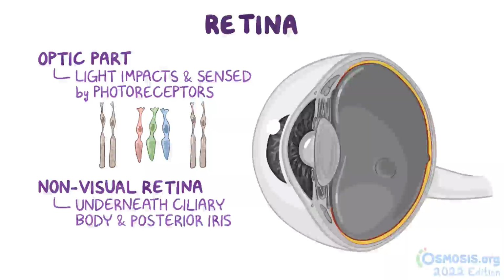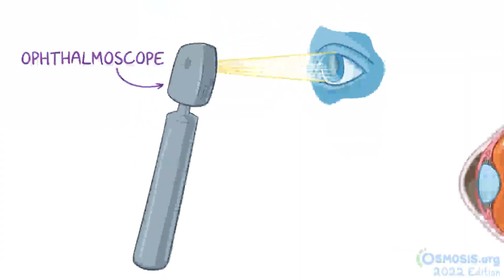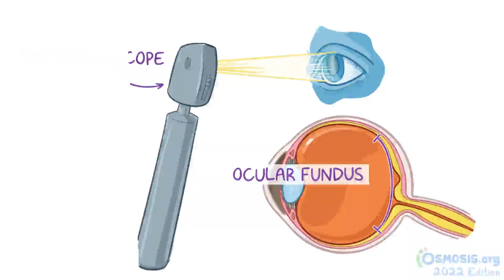Now, the optic part can be clinically analyzed in order to detect abnormalities that could be affecting the vision. This can be done by looking through an instrument called an ophthalmoscope at the fundus of the eyeball, formerly known as the ocular fundus, which is defined as the internal aspect of the posterior part of the eyeball where light enters and is focused.